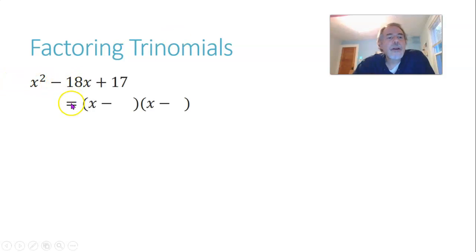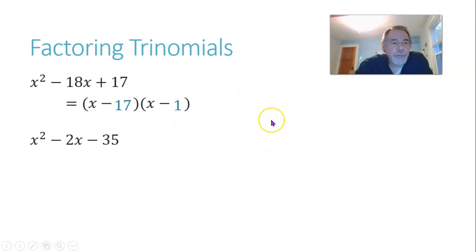So since we want our numbers to add up to negative 18, we want the outside and the inside part of FOIL to combine to minus 18x, these had both better be negative. So can you think of two negative numbers that you can multiply together to get 17? Well, pretty much the only choice is a 17 and a 1. So x minus 17 times x minus 1. If you FOIL that out, you get x squared minus 1x minus 17x, so there's minus 18x plus 17.